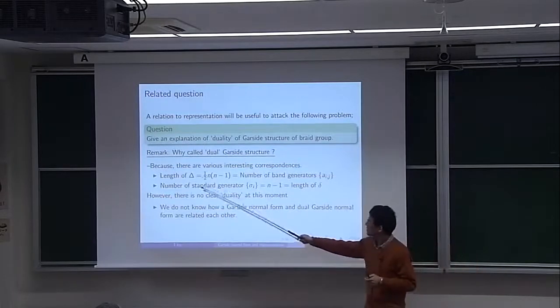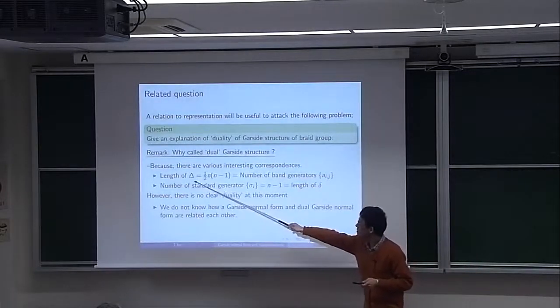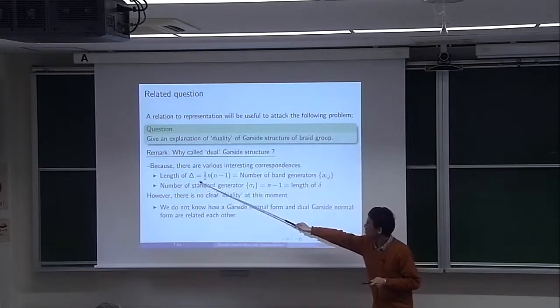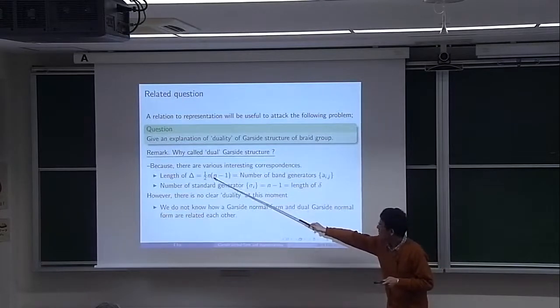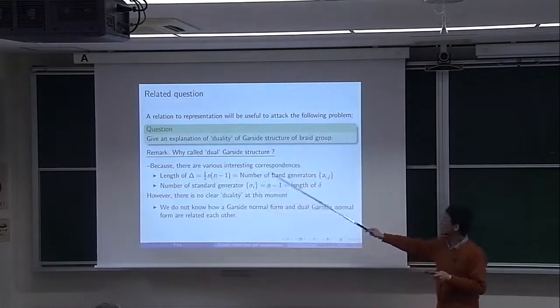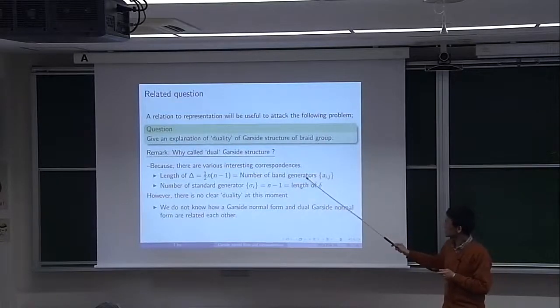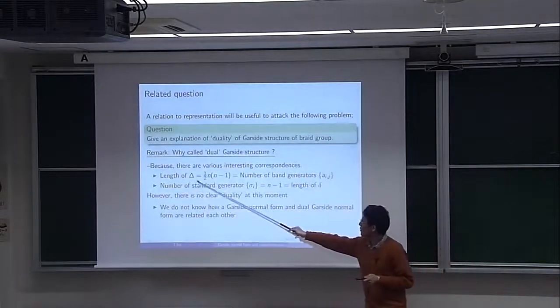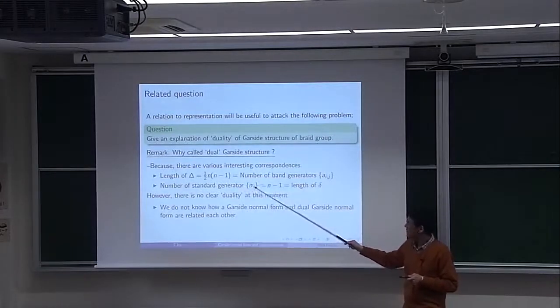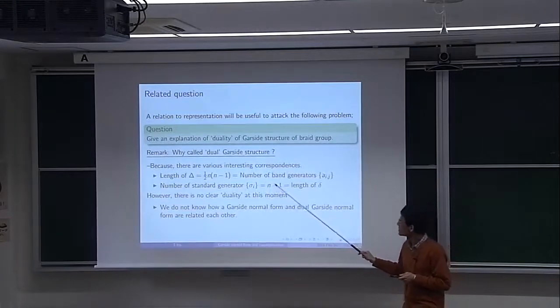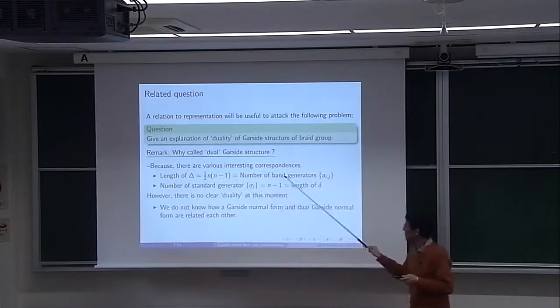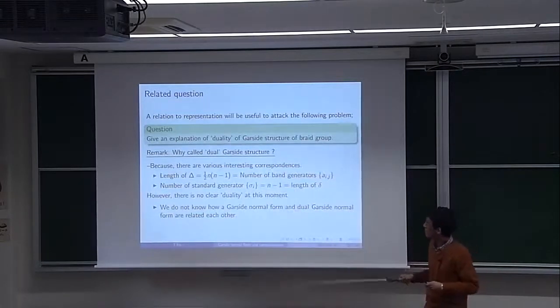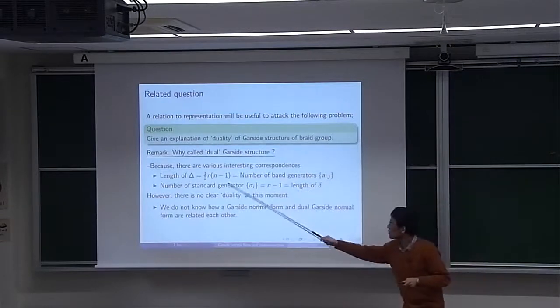Here's an example. In the classical Garside structure, we use the classical Garside element, which is a product of a certain number of elements. This number is equal to the number of band generators. Conversely, the number of classical standard generators is n-1, and this is equal to the length of the dual Garside element. So there are some numerical dualities, and there are more phenomena of this kind.